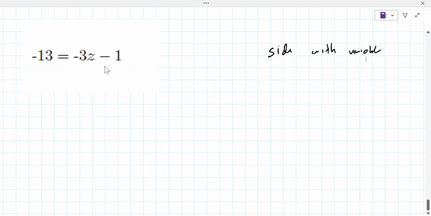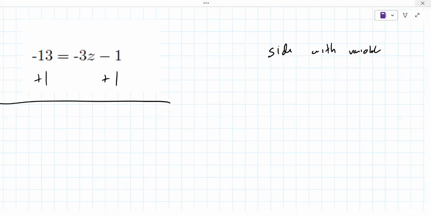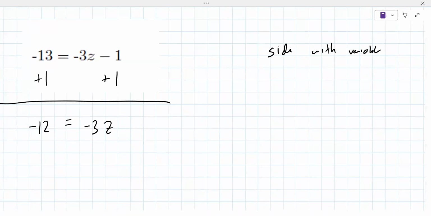So how do you undo subtraction by 1? Addition. You add 1 to both sides. So what is -13 plus 1? -12. And then minus 3z. So you have to be very careful with your signs, right? We can talk about the rules there. But it's good if you remember what's going on. So -3 times z, how do you undo -3 times z?